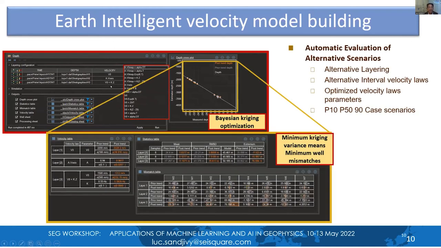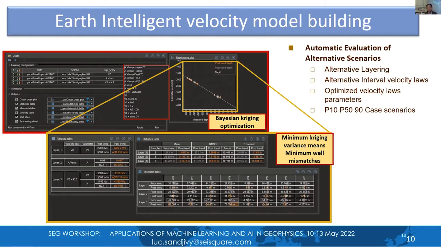It means that, at the same time, interactively, without computing anything else, the Bayesian kriging, that's just that, will compute the best a posteriori optimized parameters for your velocity model. Optimized meaning that they minimize the error: on average the error is very near to zero, and the standard deviation of the error at the wells is the smallest possible. And you've got, of course, the mismatch table for all the layers and all the wells. So this is how it goes.